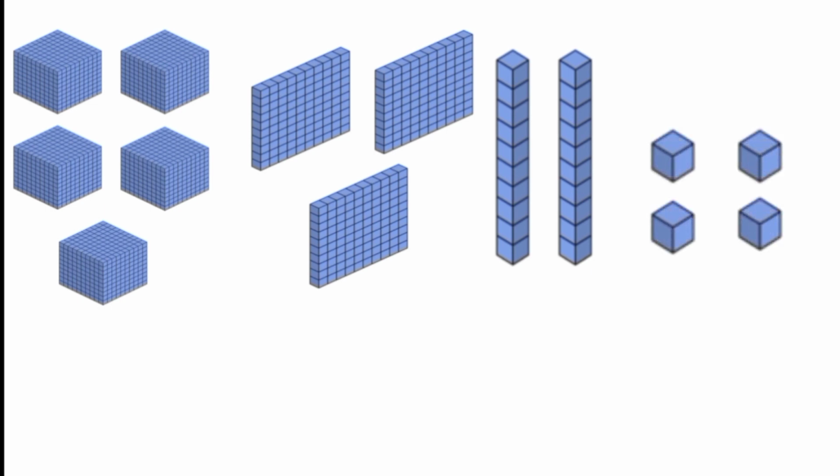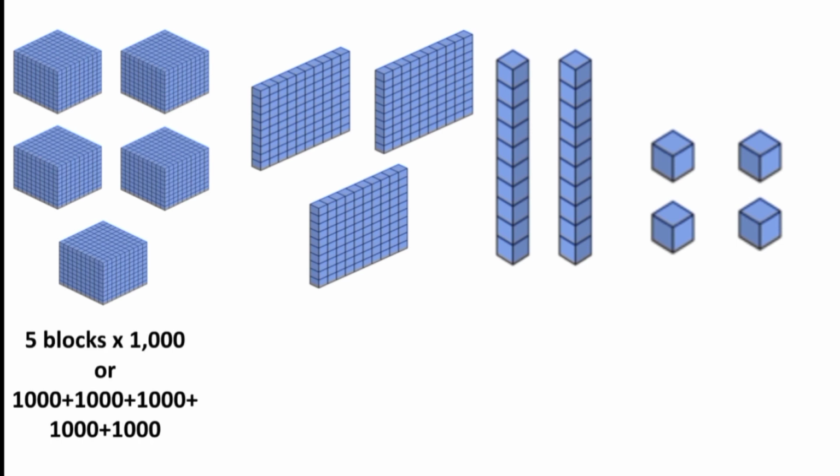I said a while ago that one block represents 1000. So in this case, 5 blocks is multiplied to 1000, or you can add 1000 for 5 times and you will get the same answer, which is 5000.